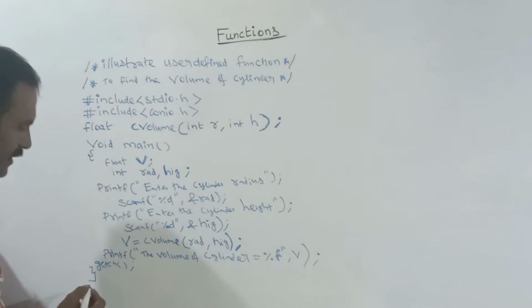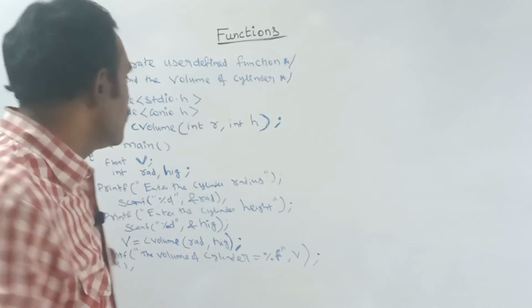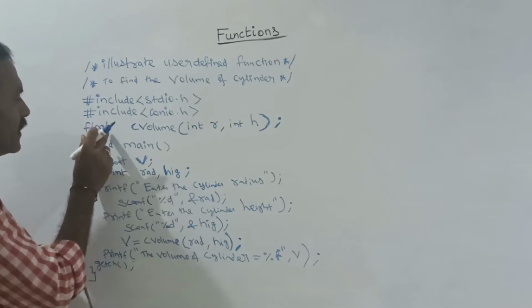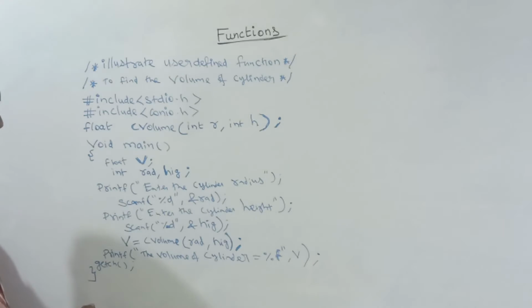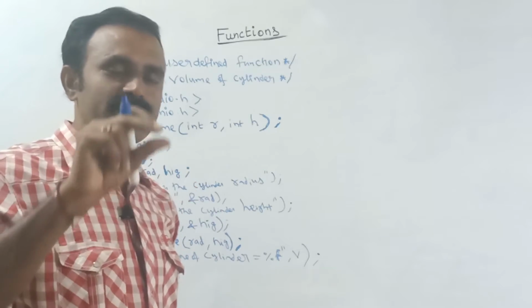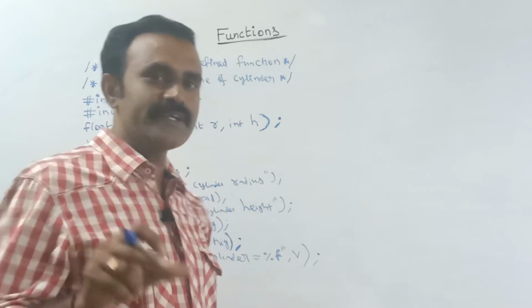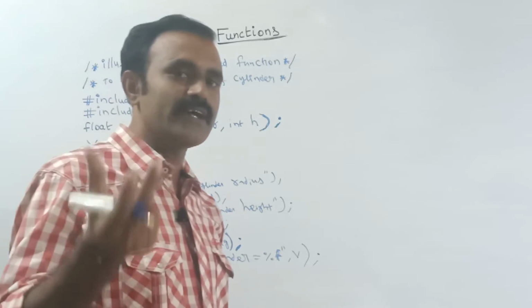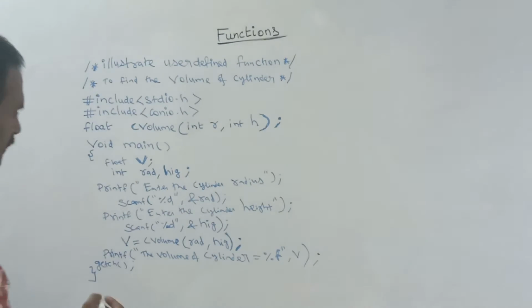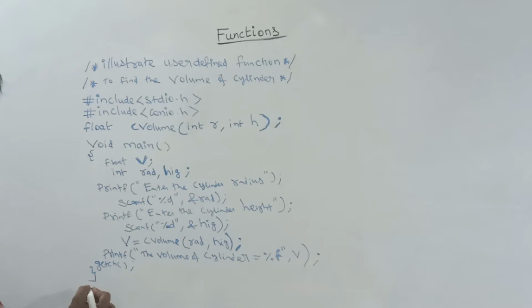Now I am going to define the user defined function. How can we define the user defined function? In syntax you see, first the return data type, function name and the argument list. Within the braces we can write the task. What is the task? To find the volume of the cylinder. First is float, the return data type.